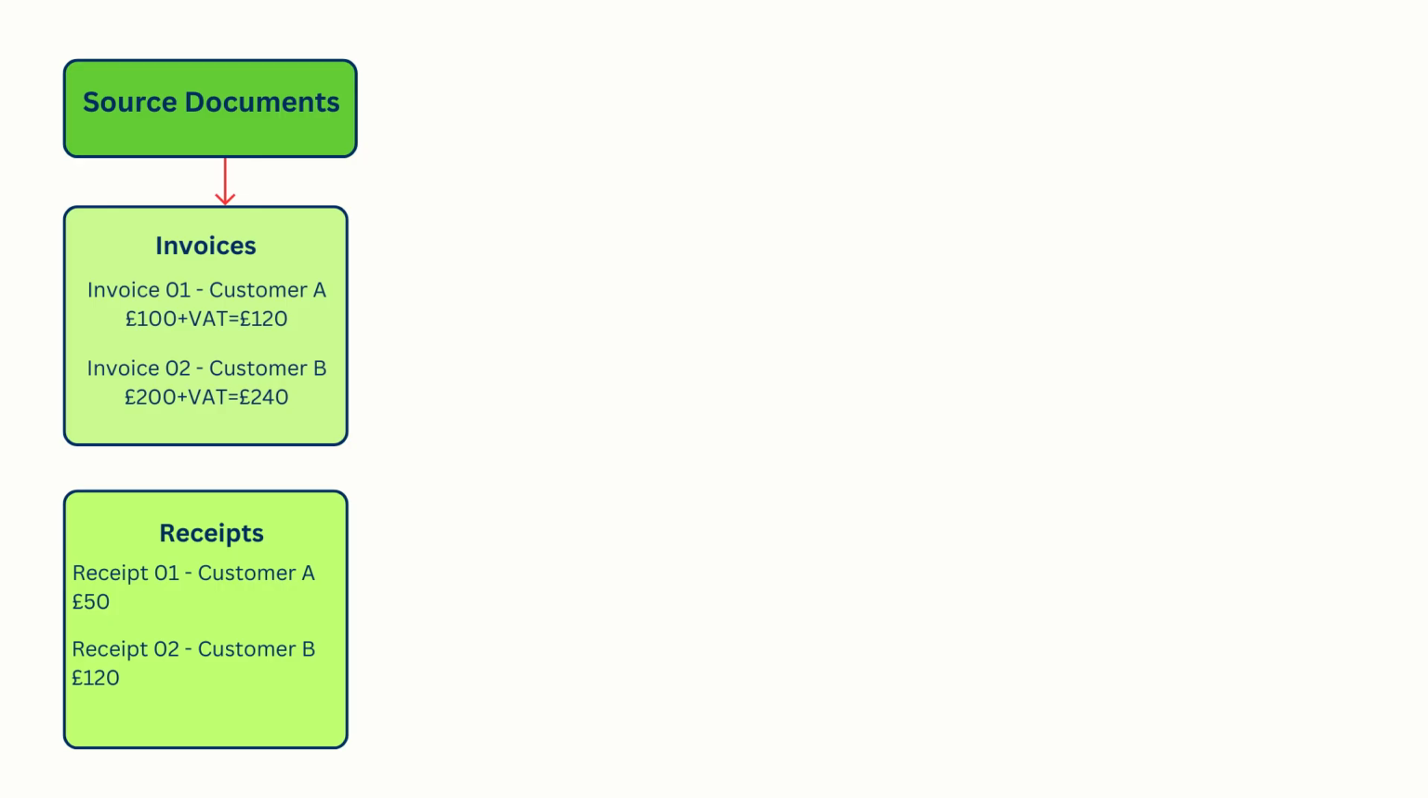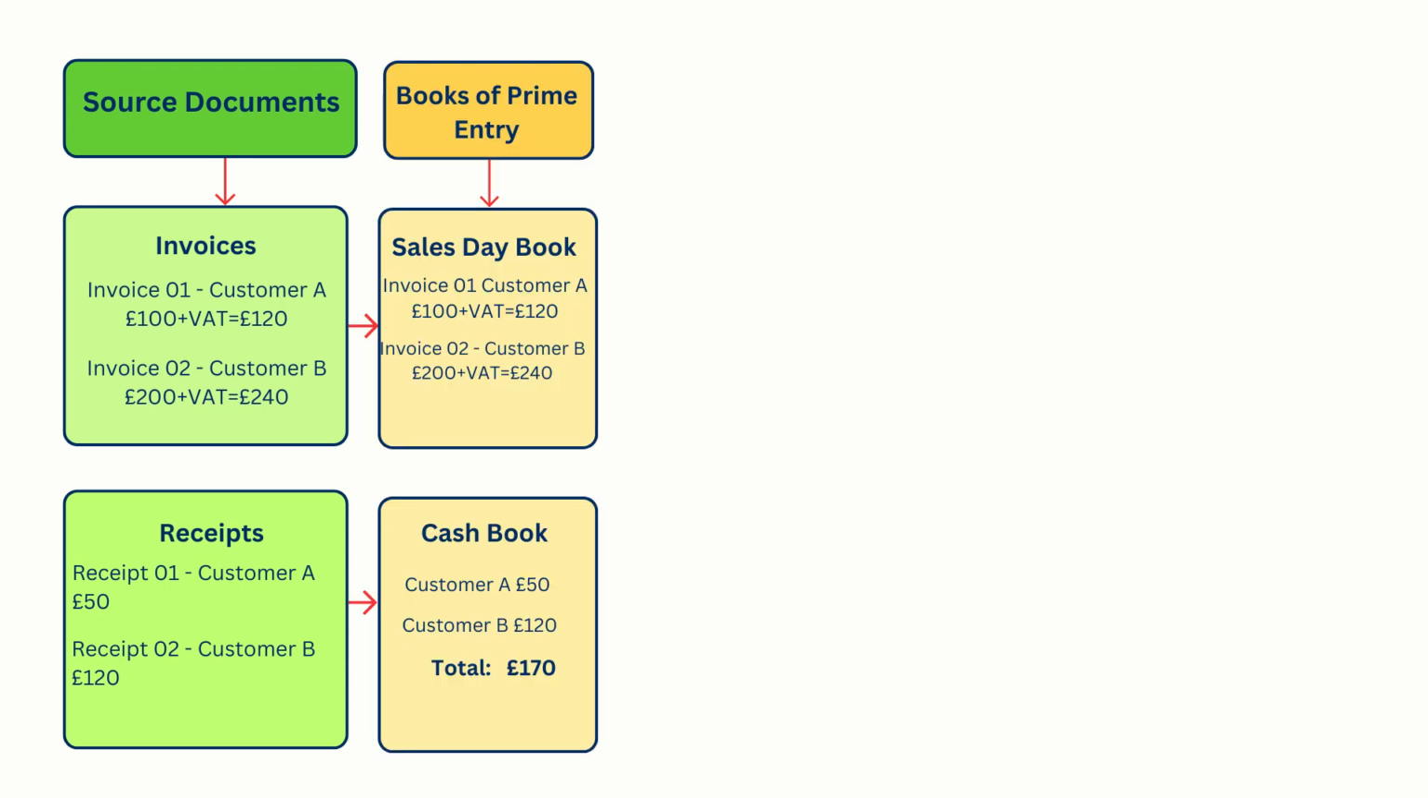We start with the source documents. The invoices show how much each customer owes, including value-added tax. Receipt documents show how much they've paid. These then move into the books of prime entry. Invoices are recorded in the sales day book, and customer payments go into the cash book.